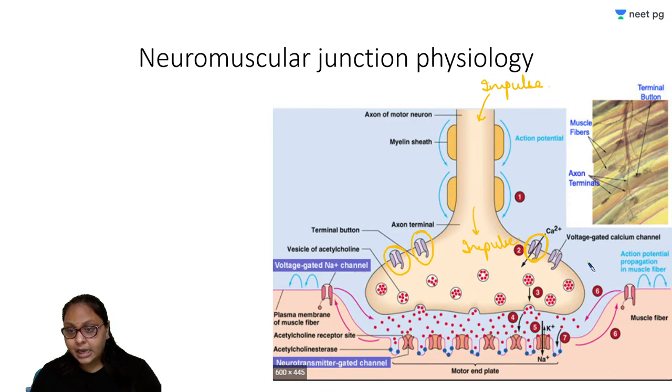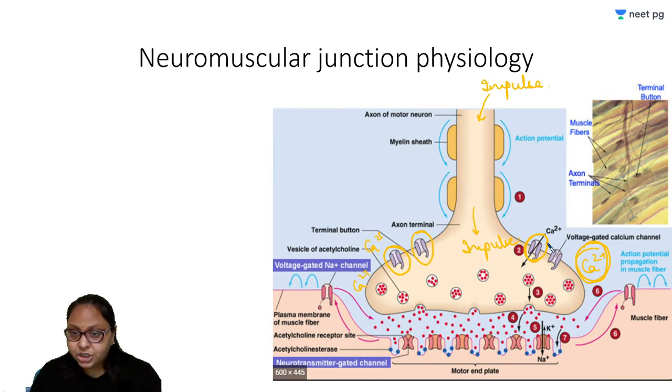Now, extracellularly, outside, there are large amounts of calcium ions. So whenever the impulse is transmitted, these calcium ions enter via the voltage-gated calcium channels. These are the synaptic vesicles. In these synaptic vesicles, the red ones are acetylcholine. They have the neurotransmitter known as acetylcholine.